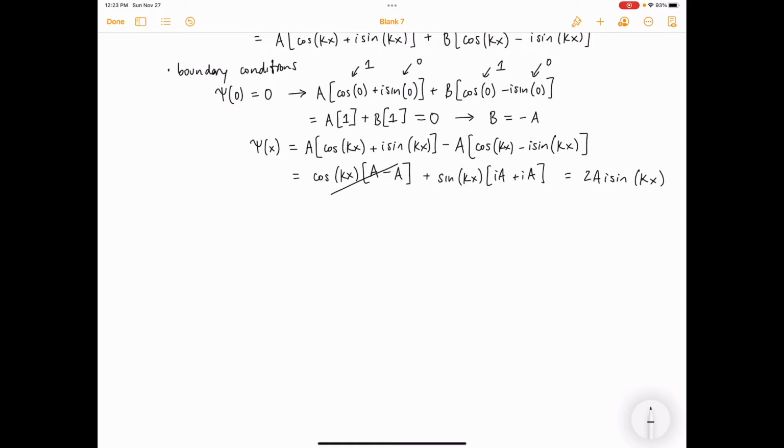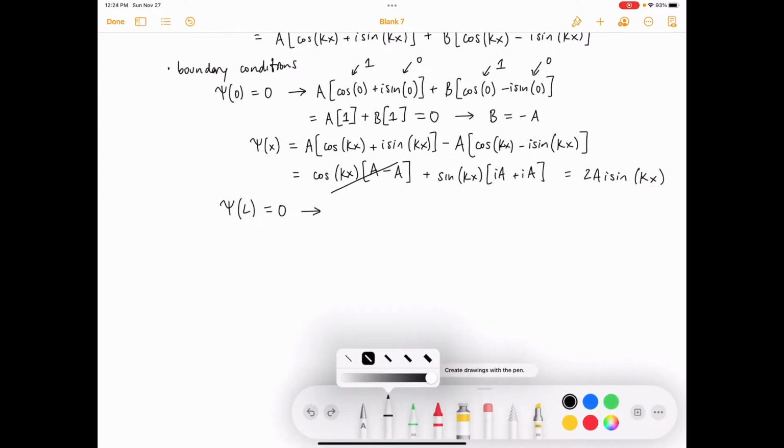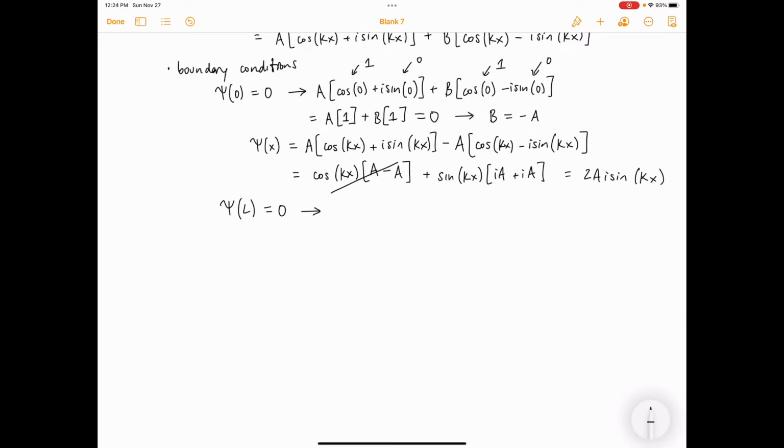But we haven't yet applied our second boundary condition, which says that psi at x equals L is equal to 0. So let's do that. What happens when I take my wave function in the simplified form we have over here and plug in x equals L? Well, here's what I get. I get 2 times a times i times sine of kL. And we're saying that has to equal 0. So what this is saying is that the sine of k times L has to equal 0, because everything else is just a constant out front.